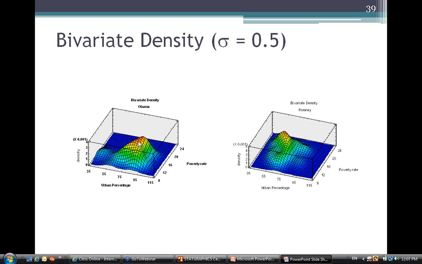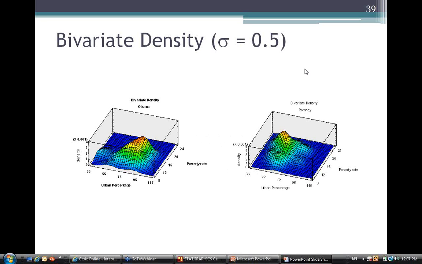On the other hand, with respect to the poverty rate, you can see some differences too, but the dramatic difference is really urban percentage. The states with a very low urban percentage turned out to be mostly Romney states, and the higher urban percentages were mostly Obama states. This happens to be for one particular value of sigma, which I arbitrarily picked as 0.5. Anyway, that's what the bivariate density looks like.